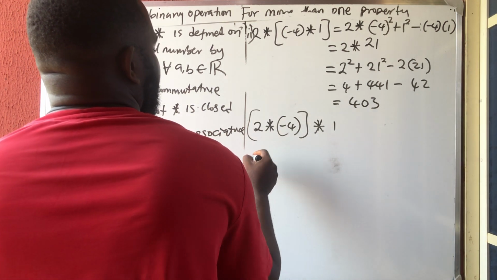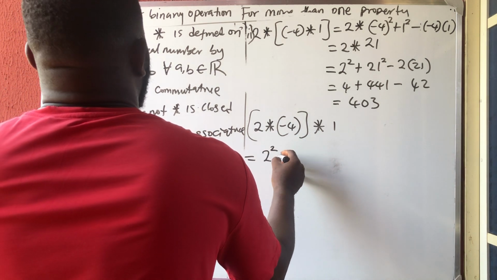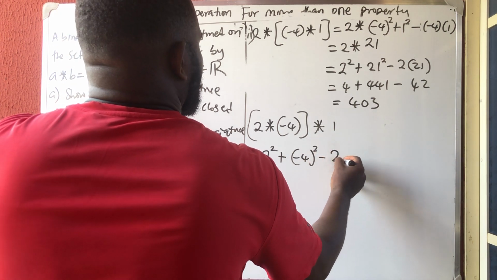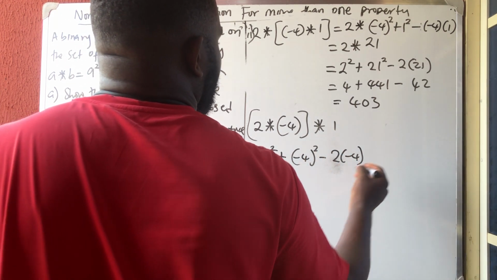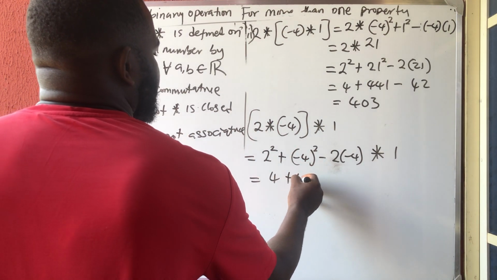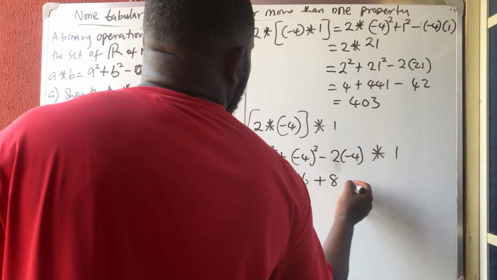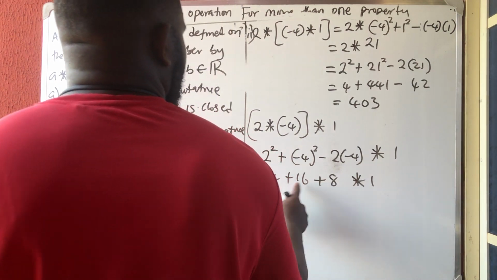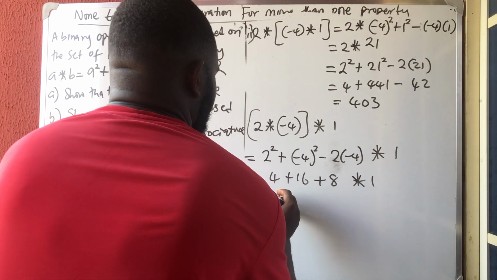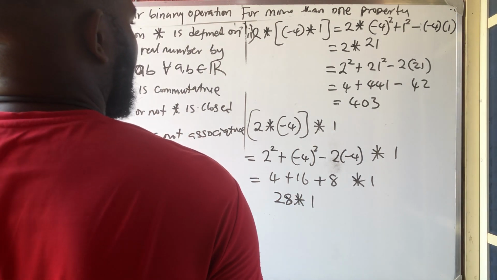Let us check if it's the same thing. Now 2 operating on minus 4 means 2 squared plus minus 4 squared, then minus 2 into minus 4. Okay, then don't forget this answer will be operated on 1. So I'm having 4 plus 16, then plus 8, is going to operate on 1. So this plus this is 28. So I'm having 28 operating on 1.